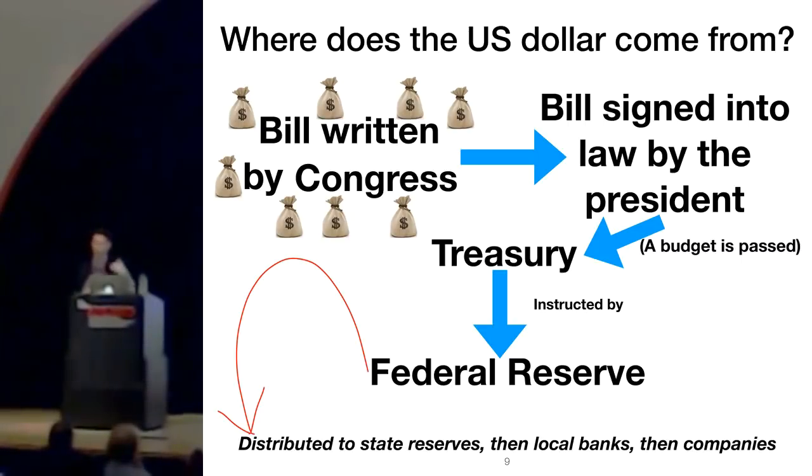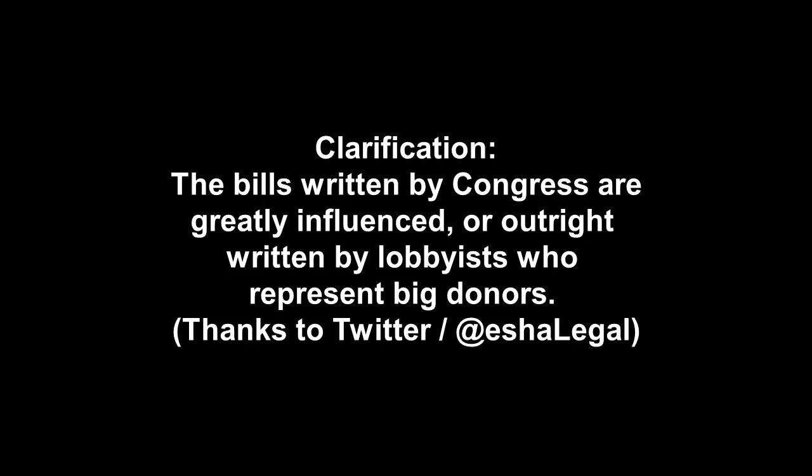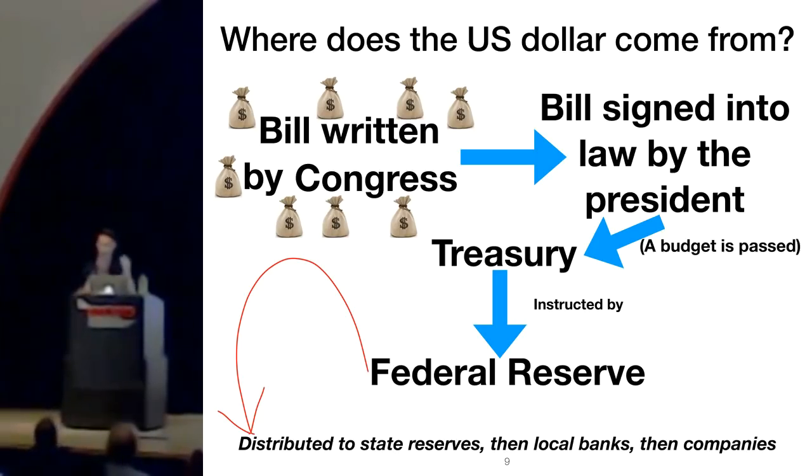The Treasury is instructed to do so by the budgetary process, which represents the numbers that are in laws that are signed by the president. Those laws were originally bills that were written by the Congress. So Congress is the ultimate answer of who creates the United States dollar. Through a series of steps, the Federal Reserve actually does it, but the Federal Reserve is at the command of Congress.